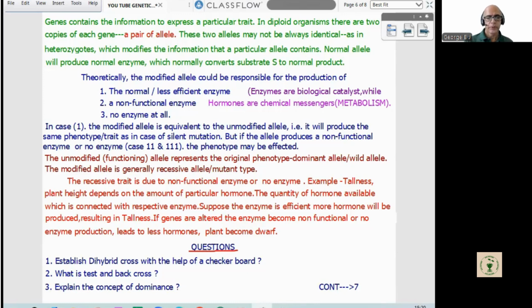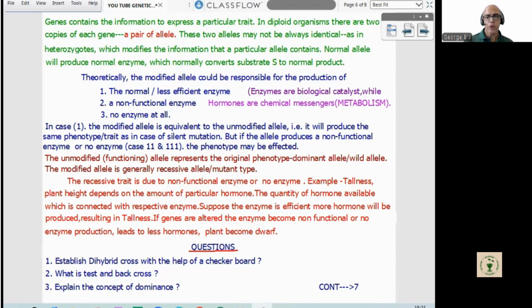The unmodified, that is functioning, allele represents the original phenotype, otherwise called the dominant allele or wild allele. The modified allele is generally the recessive allele or mutant allele. Now, what actually happens? The recessive trait is due to a non-functional enzyme or no enzyme. That now we know.